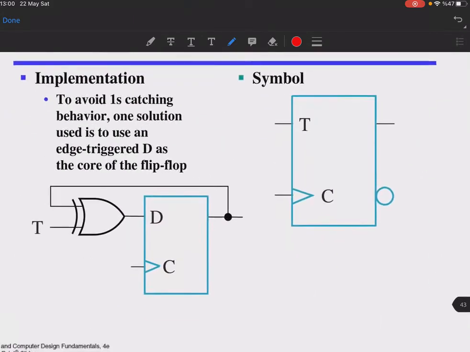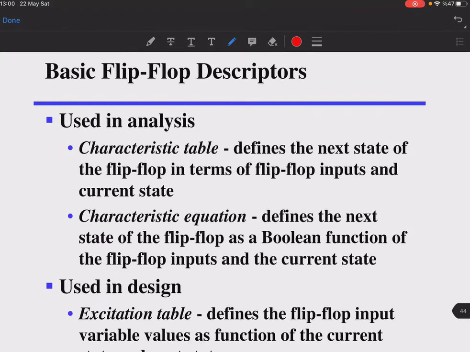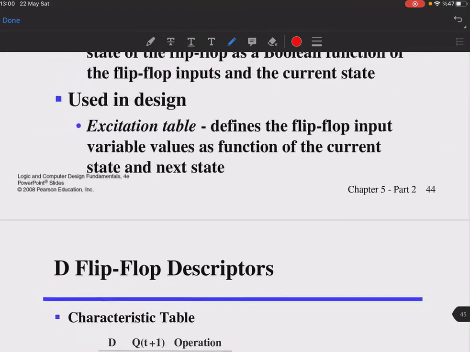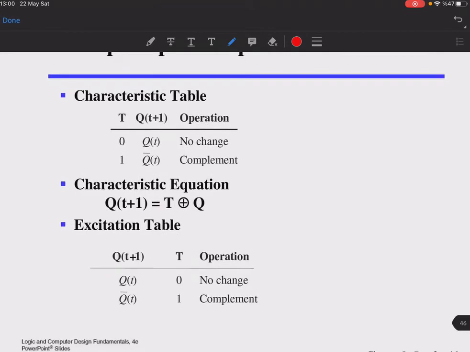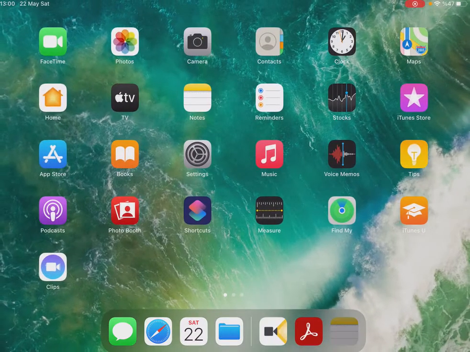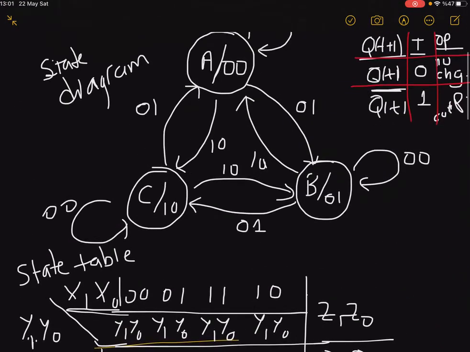But the T flip-flop, which is also called the toggle flip-flop, operates like this. If you provide zero, in the next state it will keep its current state, that's it, which is called the no change operation. And if you provide one as the T input, it will toggle, switch or invert the result of your previous state, which is called the complement operation. So this is how we will make our design with T flip-flops this time, okay?